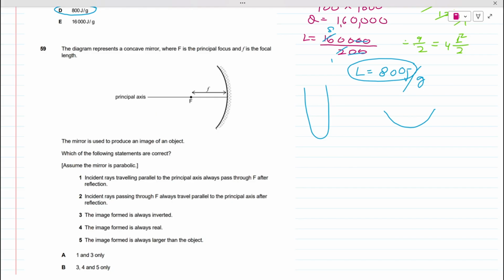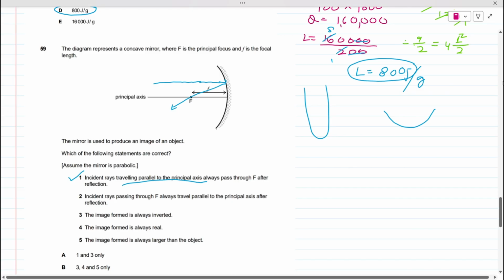Incident ray means the ray which is coming, traveling parallel to the principal axis. This entire axis is what we call principal axis. So this incident ray is moving in the parallel direction. After reflection, it passes through the focal point. So yes, this is what a concave mirror does. It reflects its incident ray through the focus point after reflection. So our statement number 1 is of course correct.